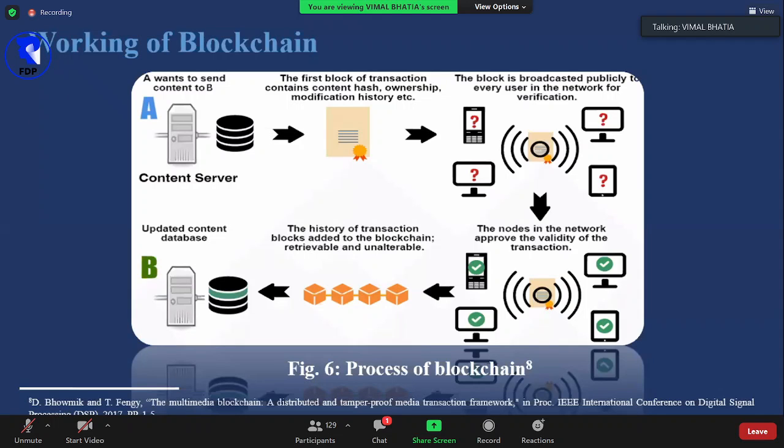Now the block is broadcasted publicly to everyone in the network for verification. Now the nodes in the network approve the validity of the transaction, and then the history of transaction block gets added to the blockchain retrieval and is unalterable when it has been added, and the updated contents are put in the database.